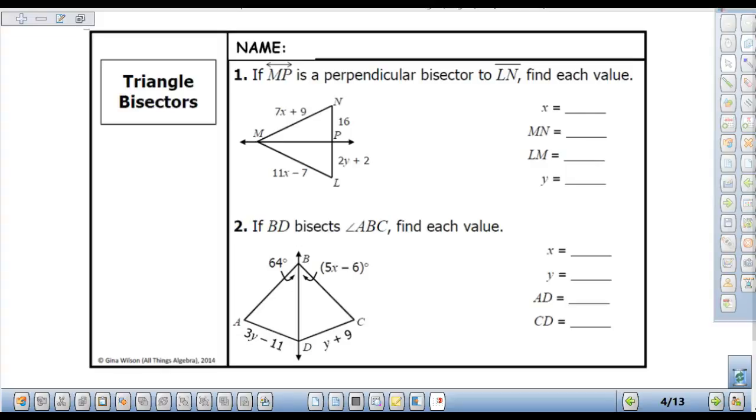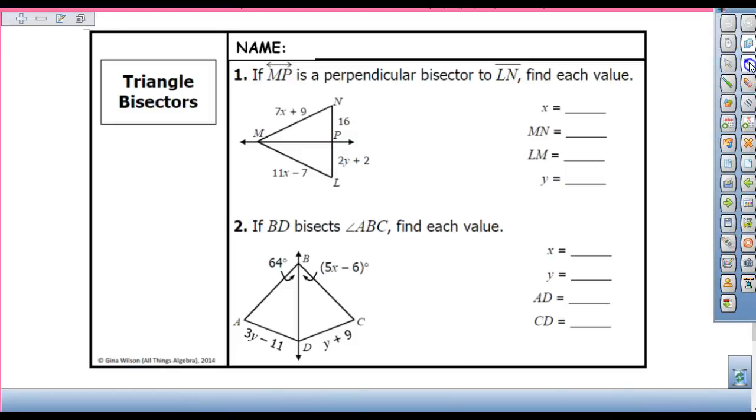What does it mean to be a perpendicular bisector? Okay, so it splits this into two equal parts and forms a right angle. Yep, because perpendicular means that we've got right angles there, and these two are going to be equal, right? So I can find y right off the bat by going what?